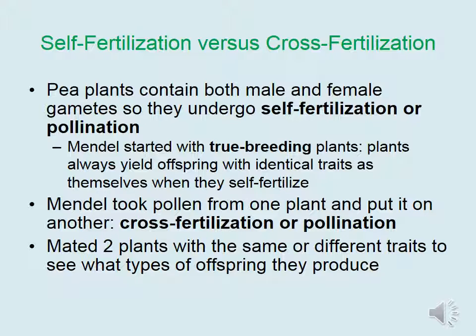He also took pollen from one plant and put it on another plant. This is referred to as cross-fertilization or cross-pollination. So what Mendel did was he mated two plants with either the same or different traits to see what types of offspring they produced.